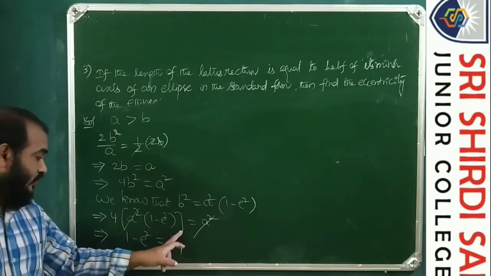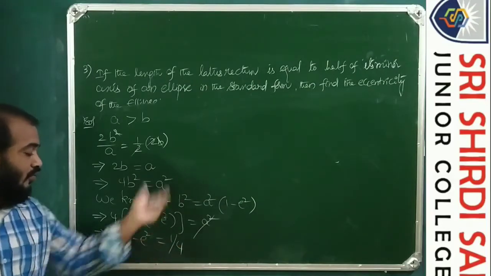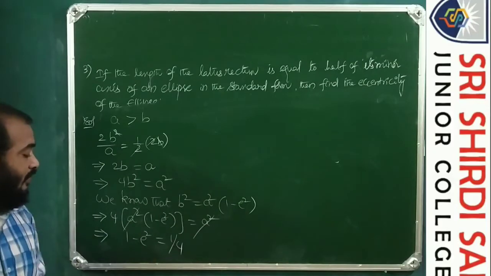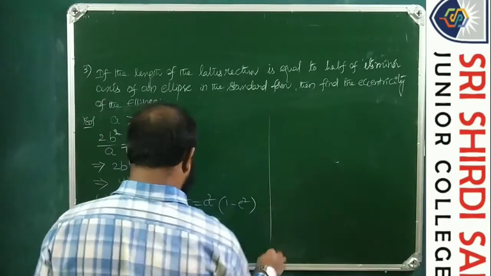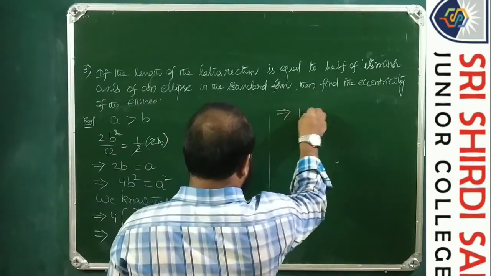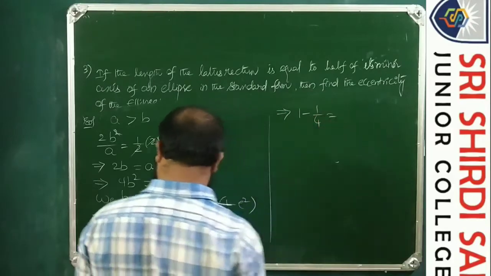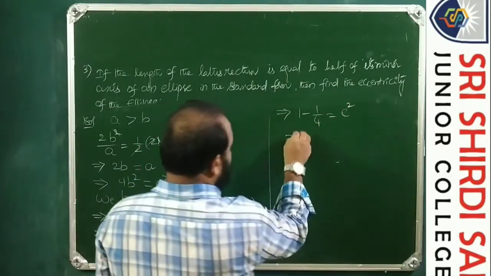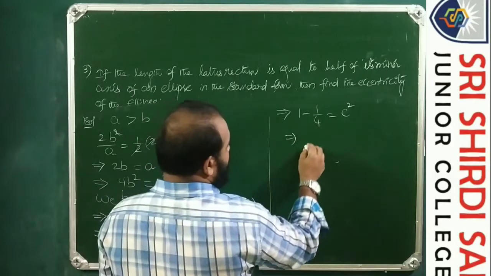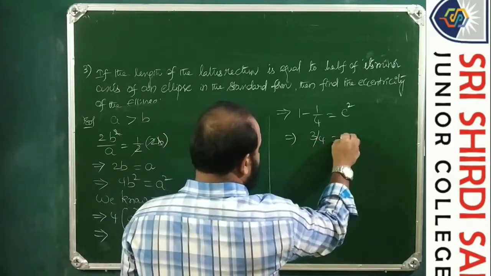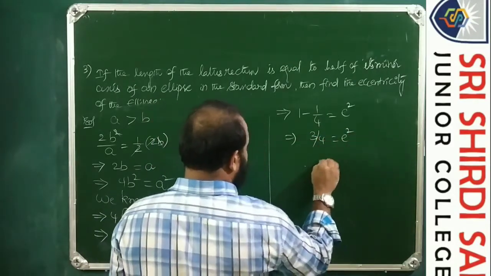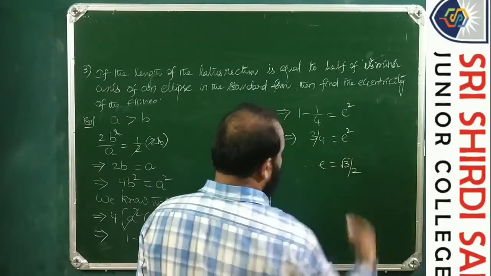So 1 minus e square is equal to 1 by 4, if you transpose onto the other side. This is equal to 1 minus 1 by 4 equals e square. So 4 ones are 4, minus 1, 3. So 3 by 4 equals e square. Therefore, e is equal to root 3 by 2.